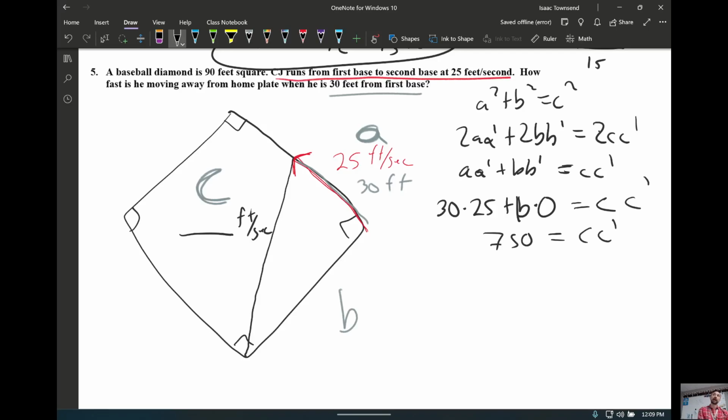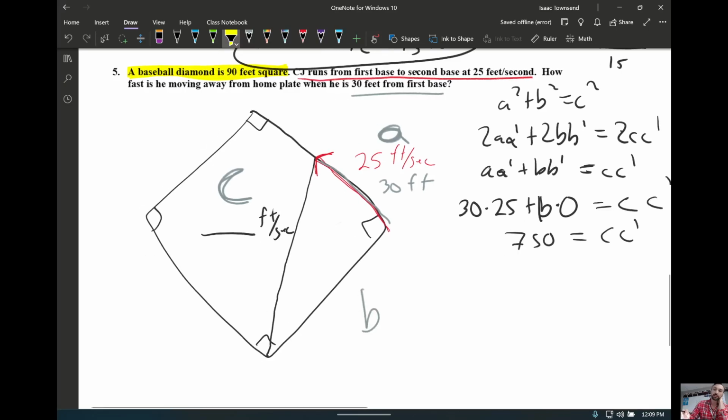If I can figure out how big C is at that instant, then I can calculate how quickly C is changing at that instant. So back to when I said I like to underline my stuff, because that helps me identify if I haven't used something. So I never used this. I think Major League is 90 feet between bases, so this is like a Little League field, I guess.